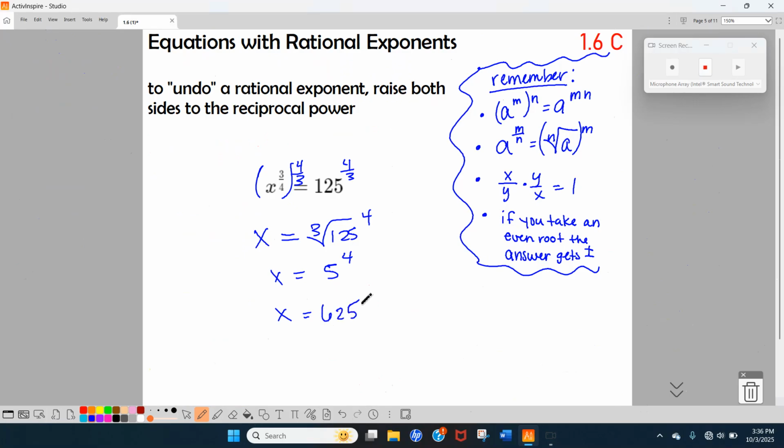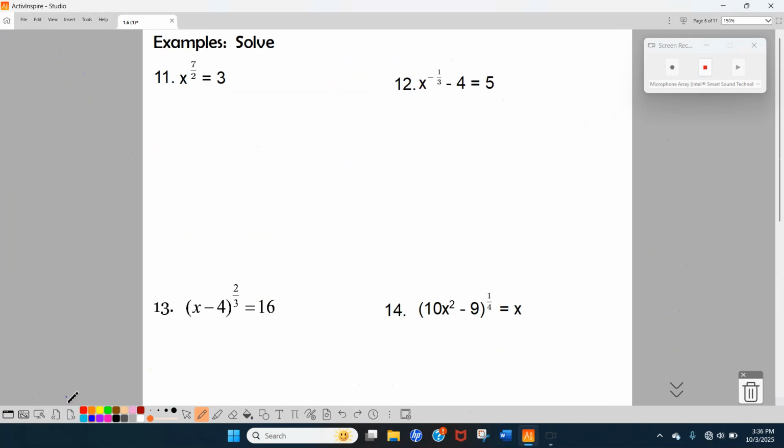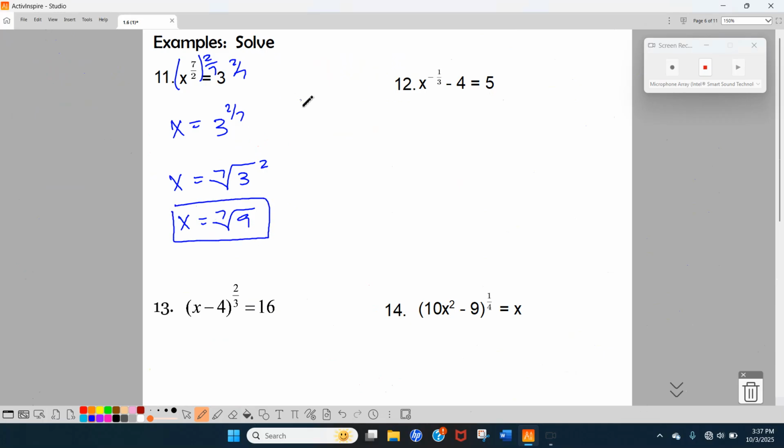All right, so that's really all there is to it. But you know, they aren't always going to be quite that straightforward. All right, so this first one is though. So we're going to raise both sides to the reciprocal, so the 2/7. So we get x is equal to 3 to the 2/7. MathXL may let you write it in like that. They may want you to write it in as a 7th root of 3 squared or the 7th root of 9, but there's nothing you can do beyond that. All right, so again, if they want fraction exponents, rational exponents, type this in. If they want it in radical form, type this in. Make sure you read the fine print.